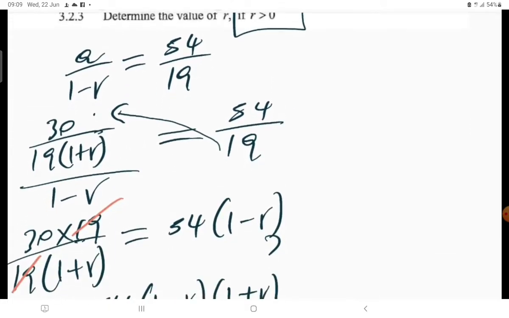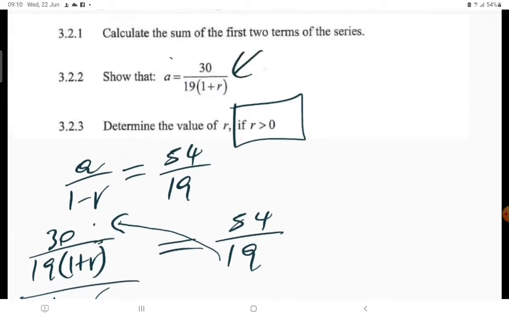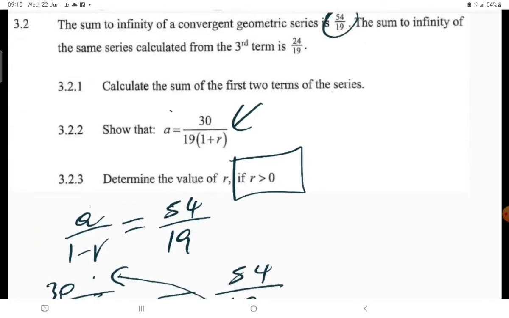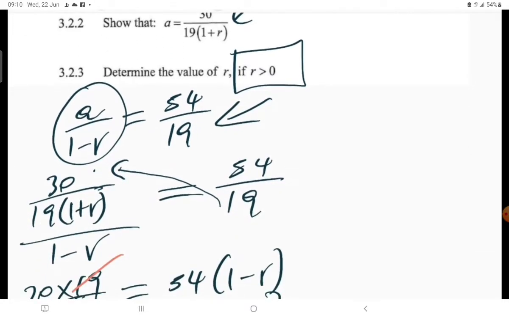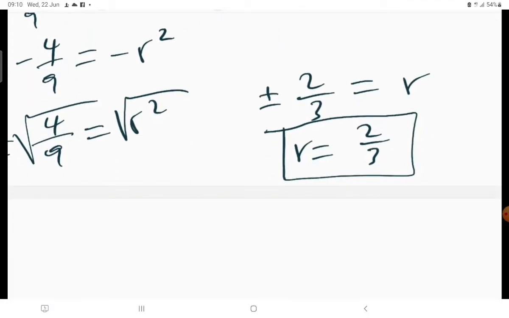So the idea was to use the information that you have, this a, and know that the value of the sum to infinity is given as 54 over 19, then be able to deal with fractions, and we managed to get the value of r just like that. Otherwise, if you really need more explanation, you can always rewind the video and listen again. Otherwise, see you in the next video.